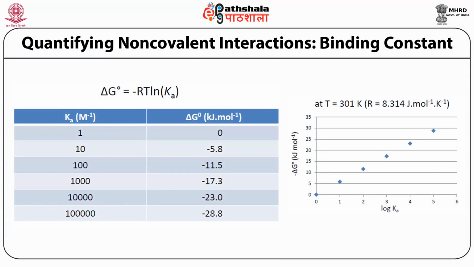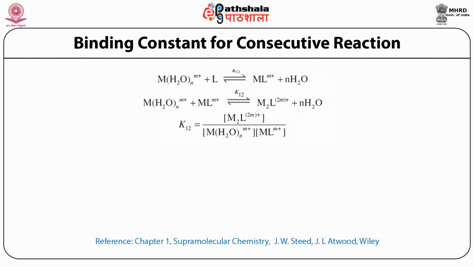Now, what is the relation between delta G0 and binding constant? You can see that if the binding constant changes in order, delta G changes accordingly. In fact, if you plot delta G0 against log K, you can always get a linear plot. So far we have seen the binding constant for one single reaction.